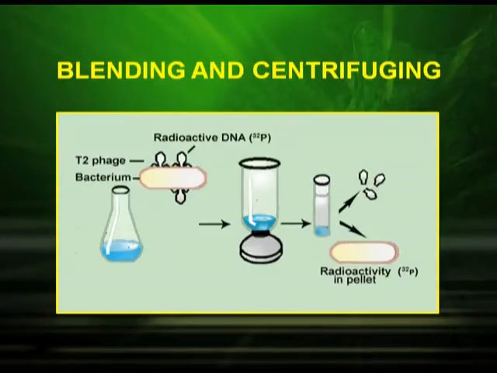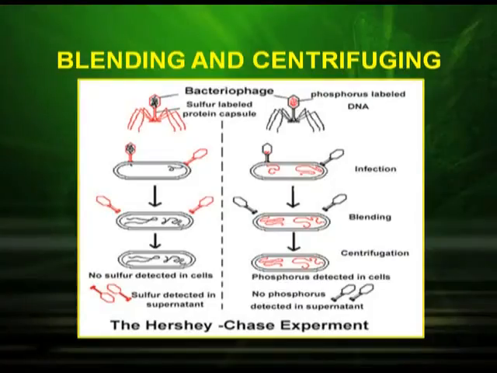When they used P32, they found the radioactivity in the pellet. Now, what does this pellet contain? The pellet contained the bacteria. On the other hand, they found S35 radioactivity in the supernatant. The following diagram clearly shows the two experiments performed in parallel, in which they used P32 in one and S35 in the other. The supernatant shows S35. On the other hand, the pellet shows P32.